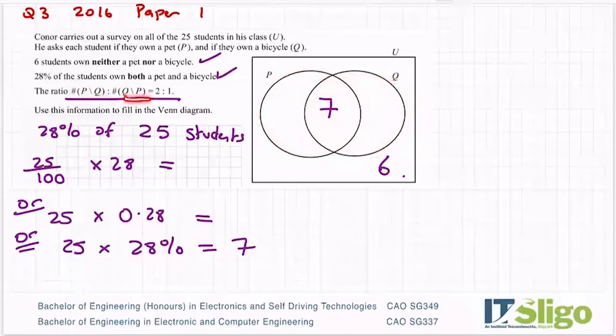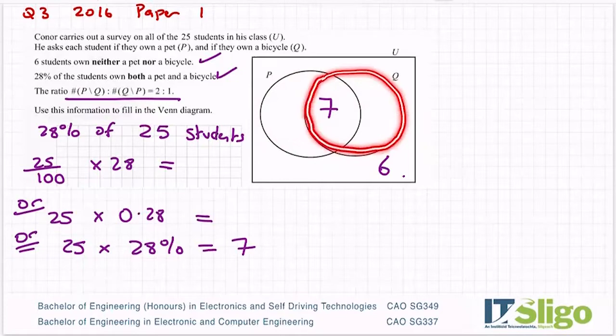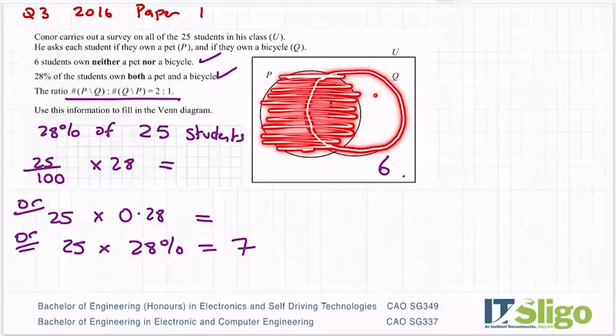And in the same way, Q not P, well, you're starting with Q. They said that one first. And then they said not P. So P is gone. So it's just this area out here. Okay, that's Q not P.